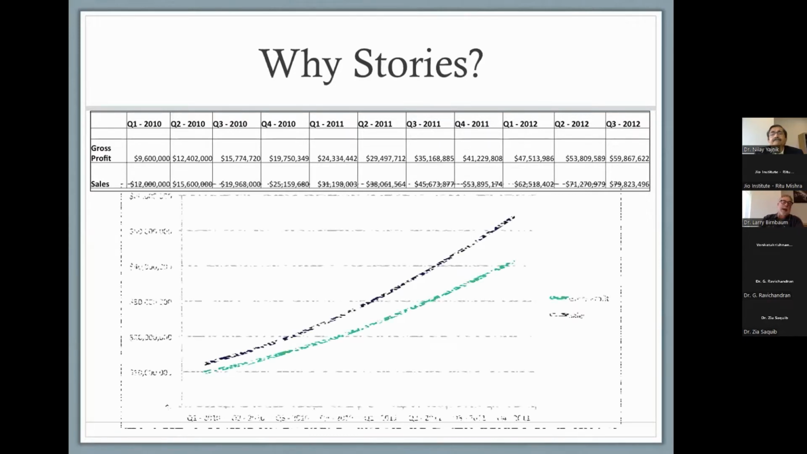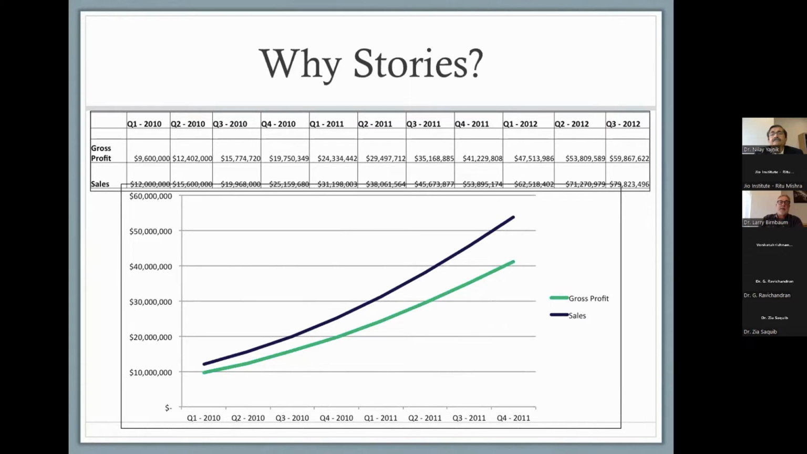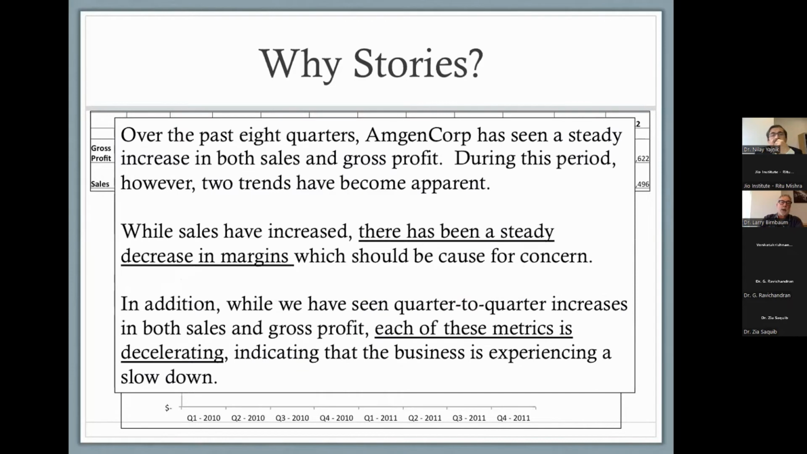So I might draw a graph of them, and I draw this graph of these two rows, and I begin to see something a little bit easier in this picture than I see in the table itself. But finally, if we generate a story, we might generate something like this. Over the past 8 quarters, Amgen Corp has seen a steady increase in both sales and gross profit. During this period, however, two trends have become apparent. While sales have increased, there has been a steady decrease in margins, which should be cause for concern. In addition, while we have seen quarter-to-quarter increases in both sales and gross profit, each of these metrics is decelerating, indicating that the business is experiencing a slowdown.